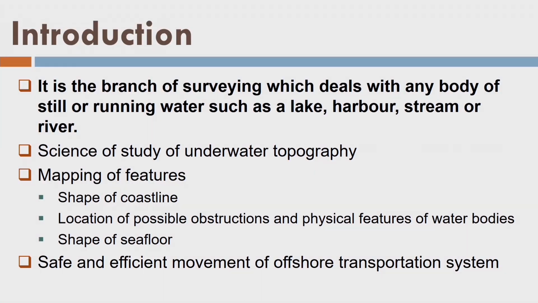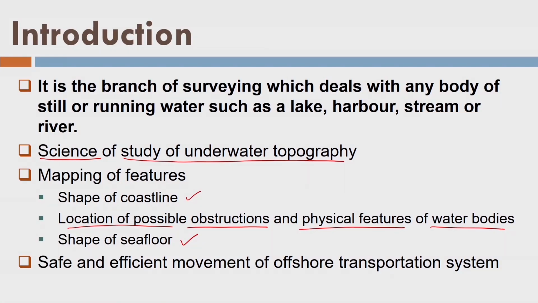So let me introduce hydrographic survey formally. It is the branch of surveying which deals with any body of still or running water such as a lake, harbor, stream or river, or you can also include the sea. It is the science of studying underwater topography. In hydrographic survey, we map features like the shape of the coastline. We also find the locations of possible obstructions and the physical features of water bodies, and then we try to map the shape of the sea floor. The purpose of doing this is to ensure safe and efficient movement of offshore transportation systems.